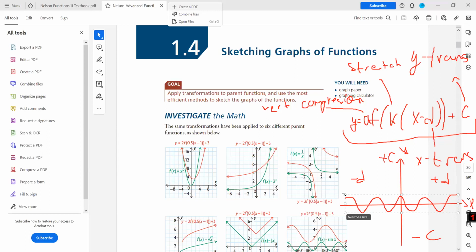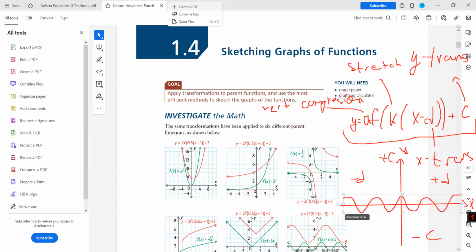horizontal stretch is basically something that happens when I grab my function and I pull it. You see, it's getting stretched, it's getting wider. This is my horizontal stretch. You see, my function became wider. This is what the K factor is responsible for. And finally, factor A is responsible for vertical compression.